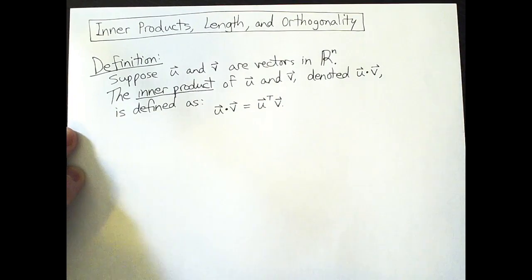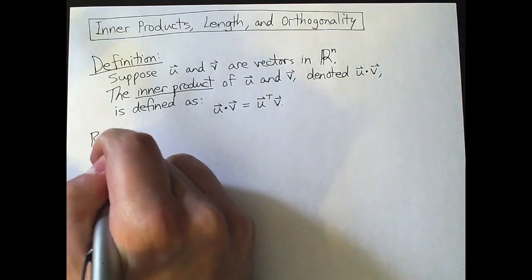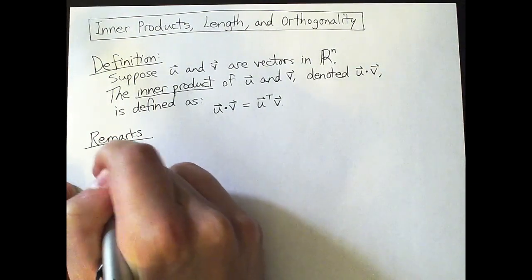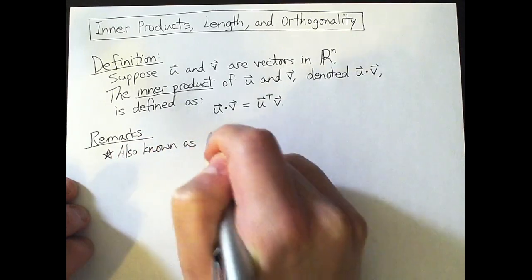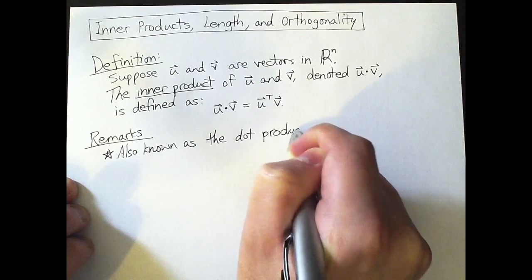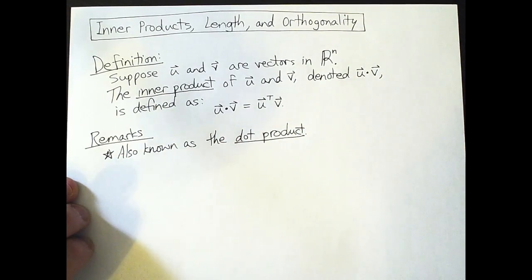All right, that is our first definition, but I have some things to talk about it, and we're also going to look at some examples. So right away, remarks. First thing I want to say is that this is also known as the dot product. So I might use both of those terms. We might refer to this as the dot product of u and v.